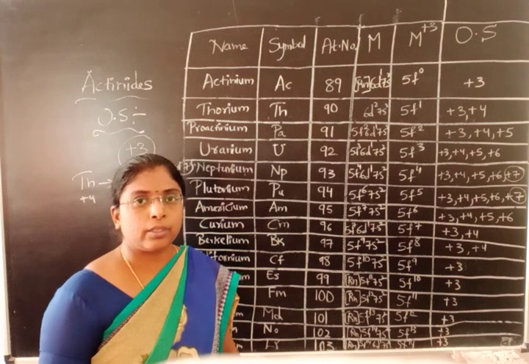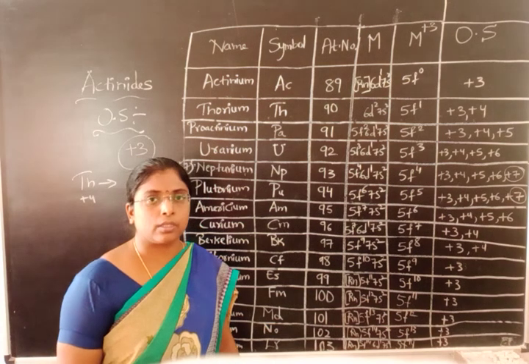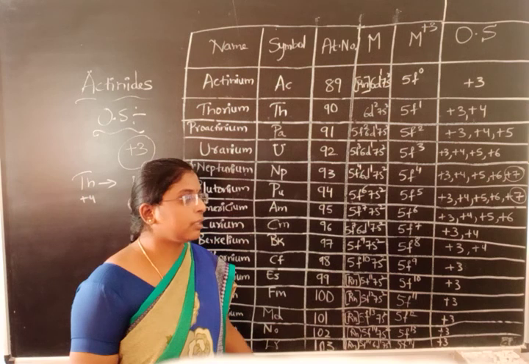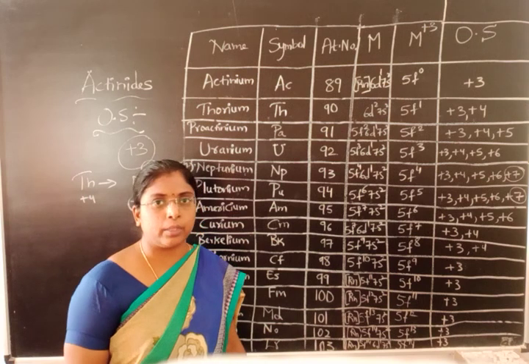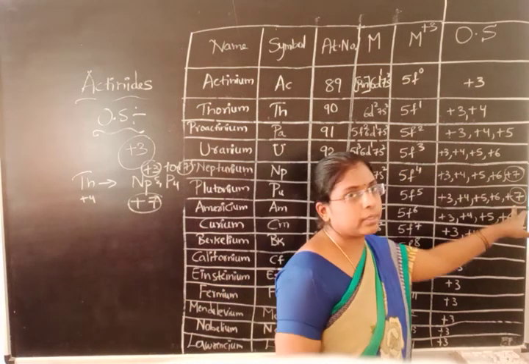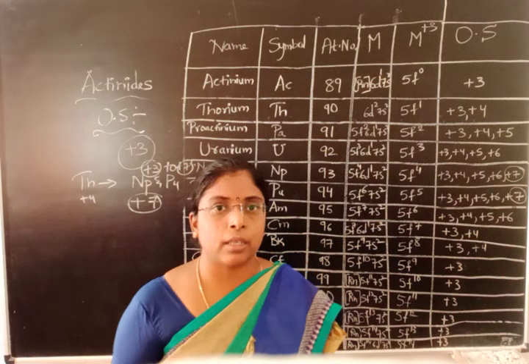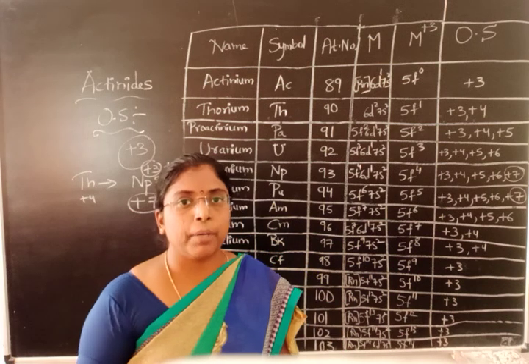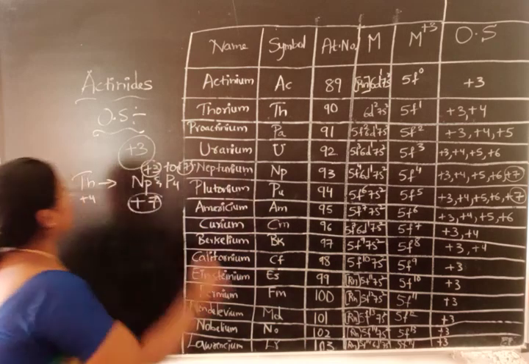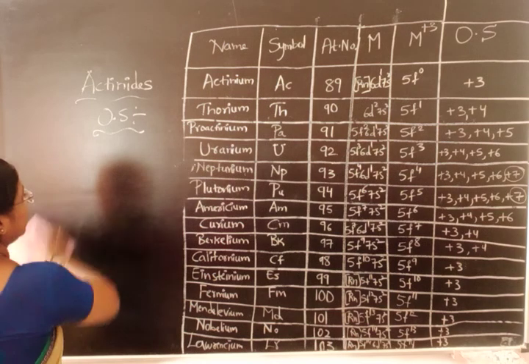We have studied in the d block elements that d block elements exhibit variable oxidation states. Similar to d block elements, these actinide elements also exhibit variable oxidation state ranging from +3 to +7. The variable oxidation state of these elements is due to the comparable energies of the 5f, 6d as well as 7s subshells.